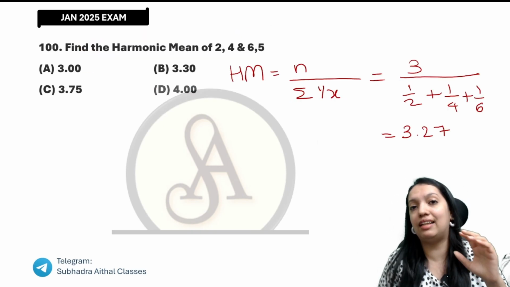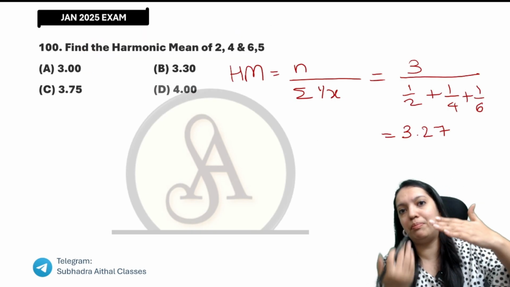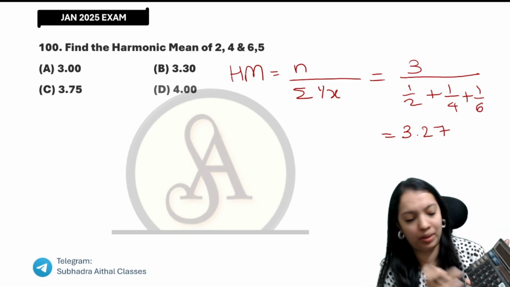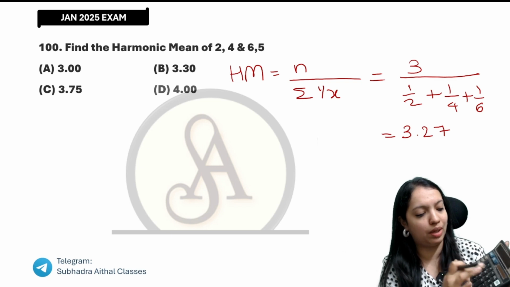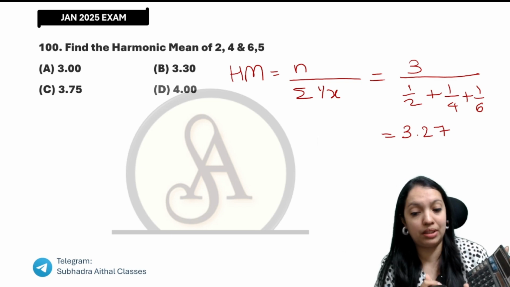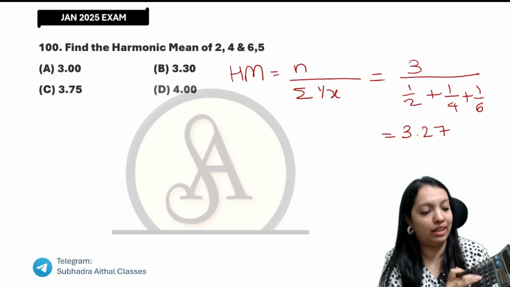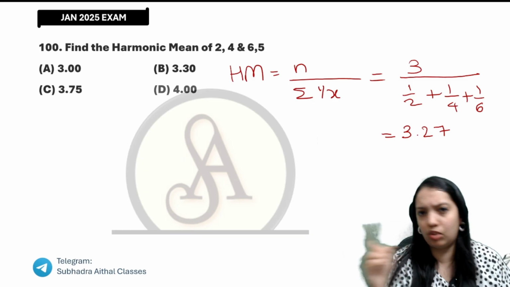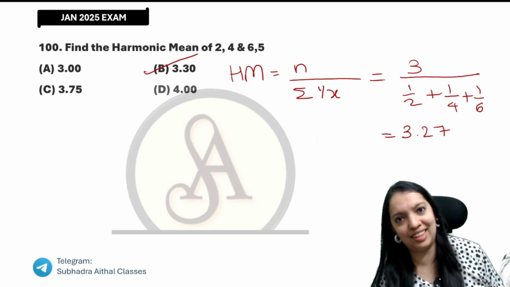And the last question, calculate harmonic mean. N divided by summation 1 by x. So you need to take the calculator and start from the denominator. 1 by 2, plus 1 by 4, plus 1 by 6, equals. Take the GT button, you get the denominator, divided by 3, equals, you get the value as 3.27, which is not there in the options. 3.3 is the answer.